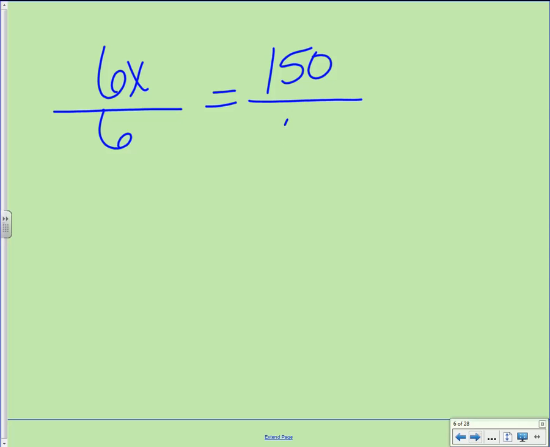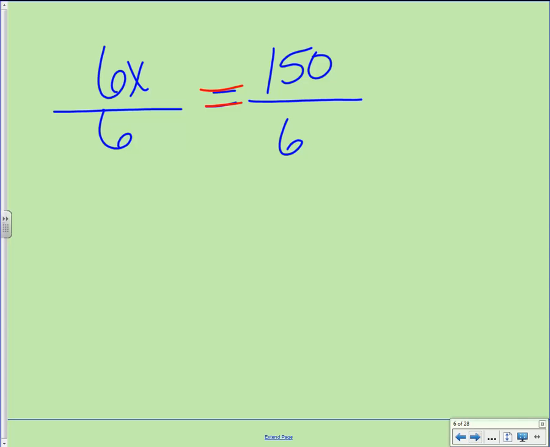Let's try another one. We've got 6x over 6 is equal to 150 over 6. All right. At first glance, there's something kind of hard and misleading about the 6's. You think that they have a common denominator and you should do something crazy and different like you did in Unit 3. But you're not going to, because you see an equal sign in the middle, so you know that these are two ratios set equal, so this is actually a proportion.